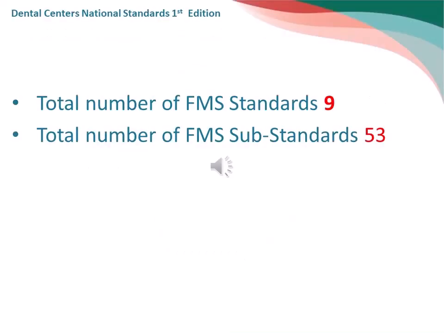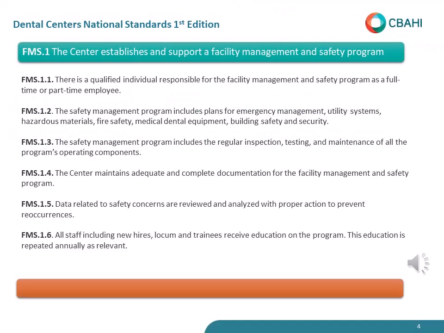The Dental Center National Standard, the first edition, consists of 9 standards which contain 53 substandards. FMS1: the center establishes and supports a facility management and safety program. So basically FMS1 addresses the management and leadership function within the center, and it consists of 6 substandards.